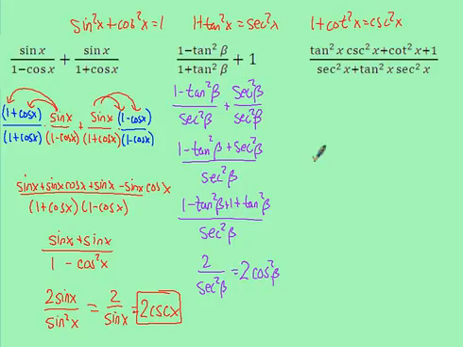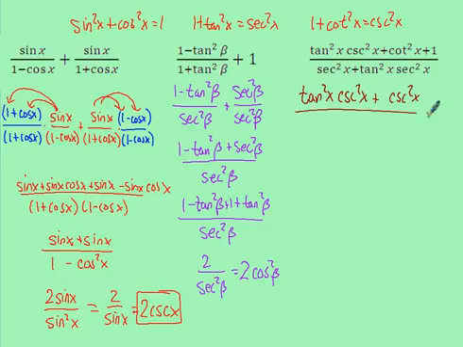Alright, in this third example, I have a tangent squared times a cosecant squared plus cotangent squared x plus 1. If you look here, cotangent squared x plus 1 is the same thing as cosecant squared. If I rewrite this as cosecant squared, I'll actually have a cosecant squared in both terms, and I can factor that out. So let's rewrite that: tangent squared x times cosecant squared x, plus a cosecant squared x.